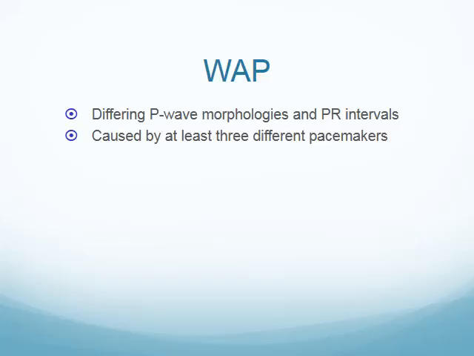So with wandering atrial pacemaker, we're going to have differing P-wave morphologies and PR intervals. For a diagnosis of wandering atrial pacemaker, there has to be at least 3 different pacemaker sites. So when we look at our EKG strip, we need to have at least 3 different morphologies of P-wave to determine that it's a wandering atrial pacemaker.